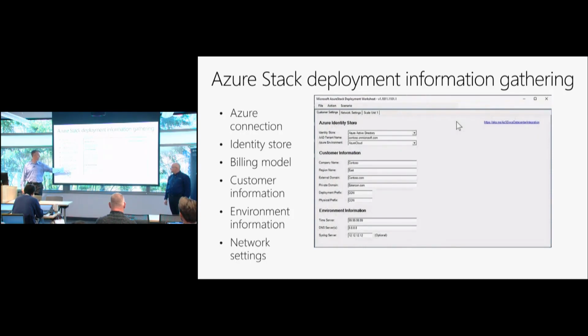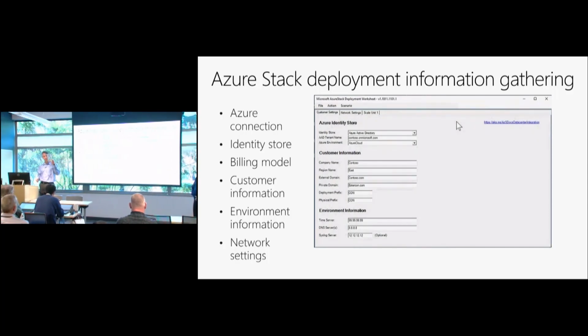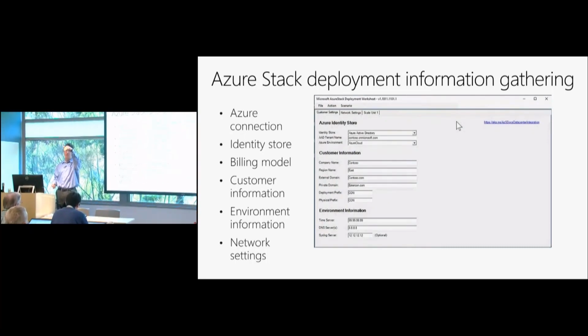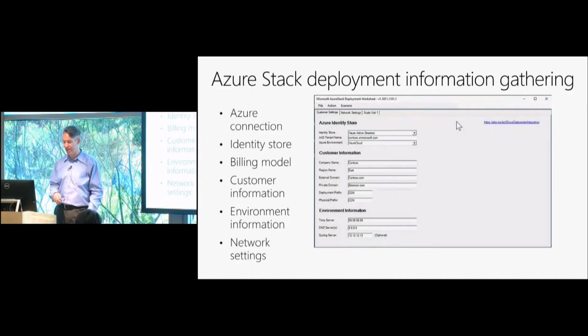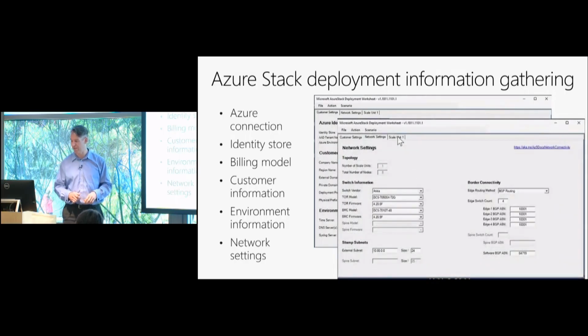So here are the other things that you need to configure: the time server and the DNS servers. The DNS queries going from services inside Azure Stack out to resolve names in your environment or on the internet need to go somewhere. You also have an option to select a syslog server, so you can automatically configure a syslog server out of the box. There's more configuration you can do later, but that's a default one.